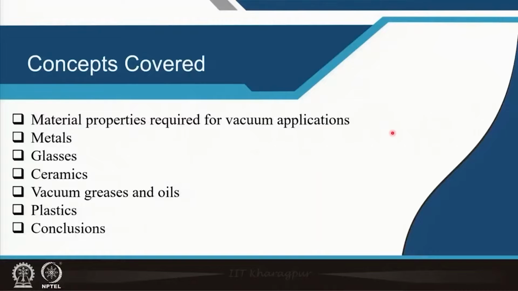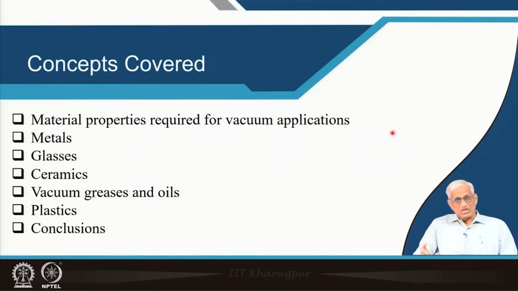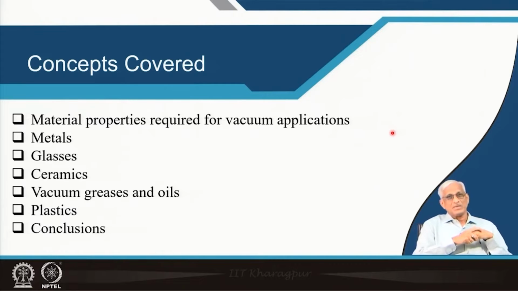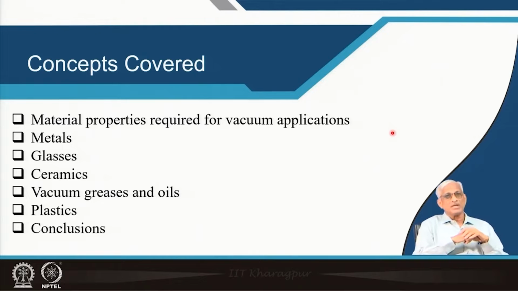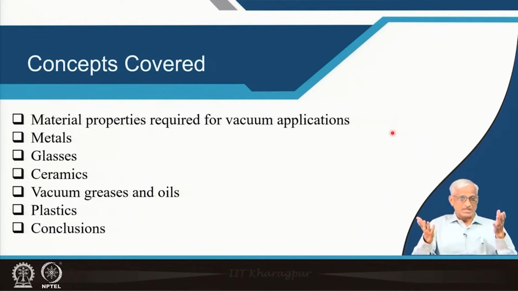Well, the concepts that are going to be covered in this small talk for half an hour. Of course, we cannot explain everything in detail in a small limited period, but I will try my best to give you glimpses of various important points. The material properties required for vacuum technology will be highlighted in the beginning. Then in light of that, we will see what type of metals to be chosen and glasses to be chosen, and how do you select ceramics, any special treatment is there to make it suitable for joining with metals.